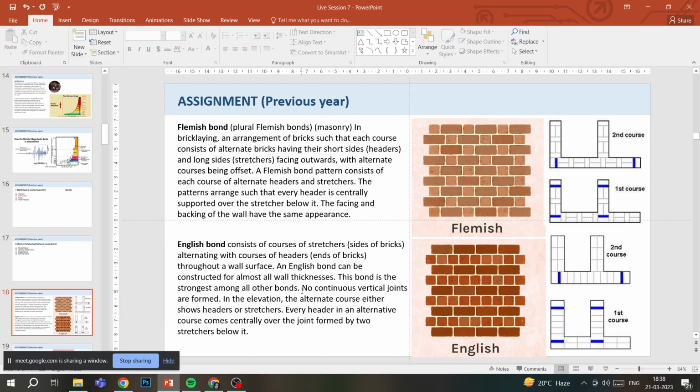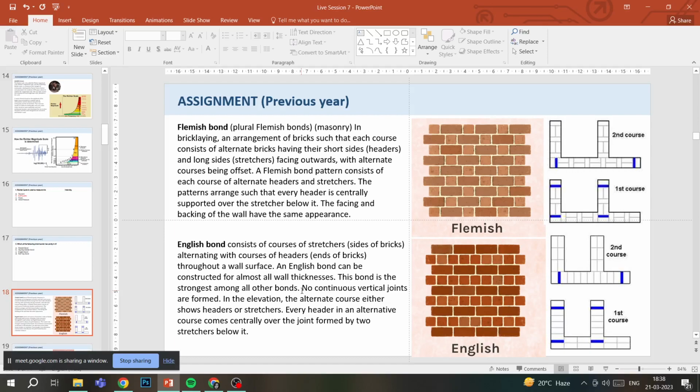So it's a 200 mm thick wall. If you can see, it's a 2 brick size wall, and that's how the first course is laid and then the second course is laid. Then what we see in elevation here, in the figure on the left, is alternate bands of headers and stretchers.